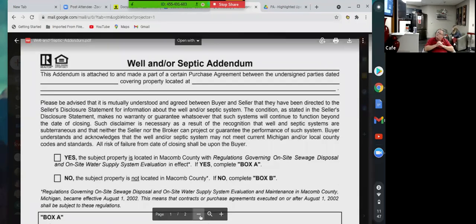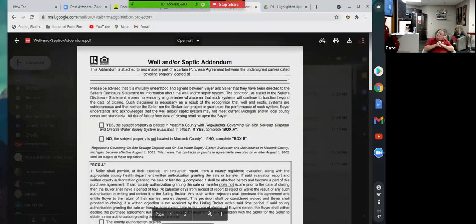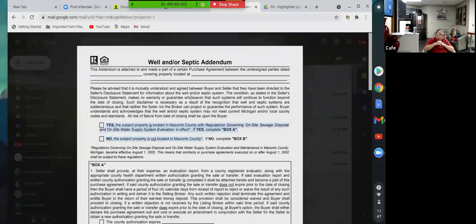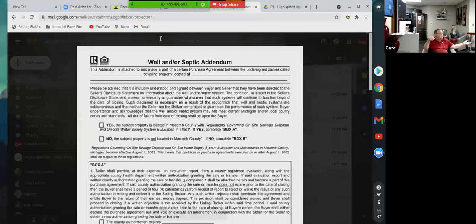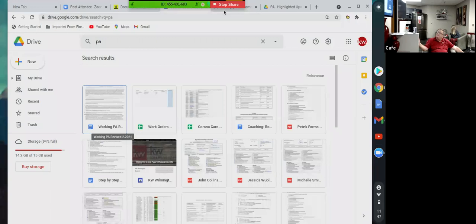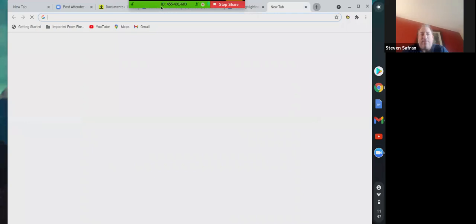Shrink it a little bit for me, please. Here you go. That should be good. All right, well and septic addendum. See where it says yes? The subject property is located in Macomb County. No, that's not the right one. Here, sorry. You just want the paper version. Show me. The old Pete's one? No, that's not it. That's not the GMAR one.